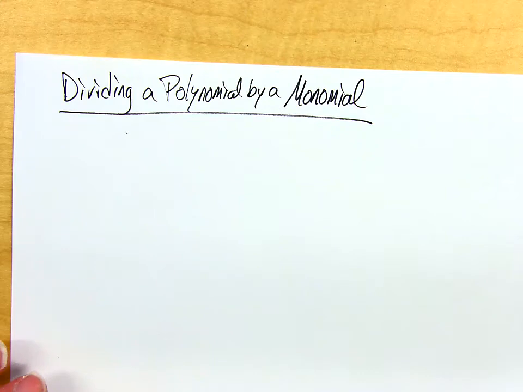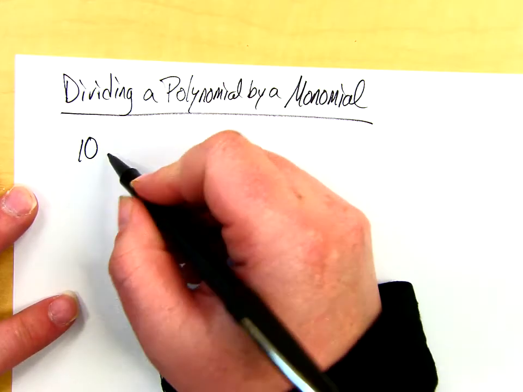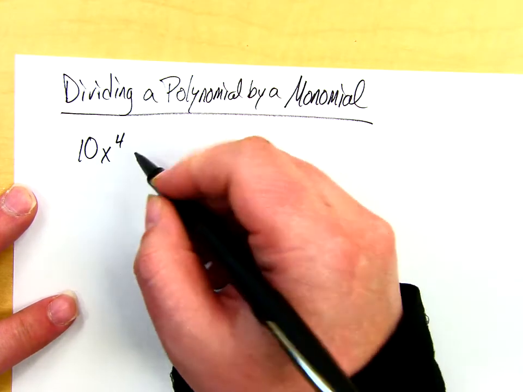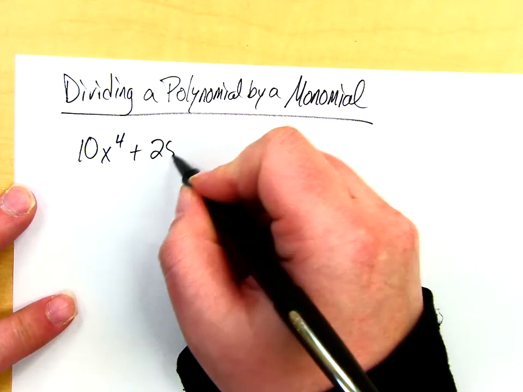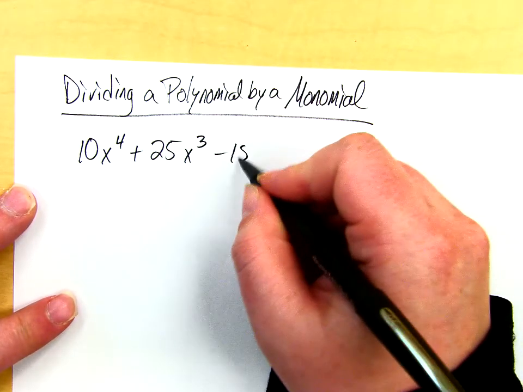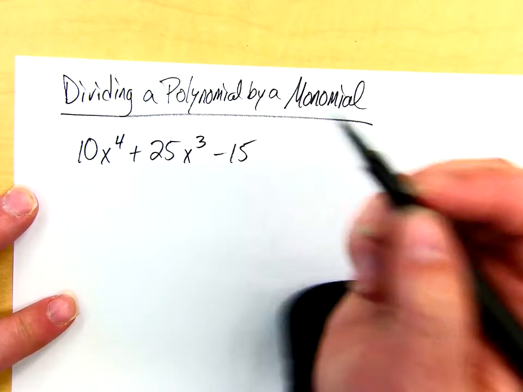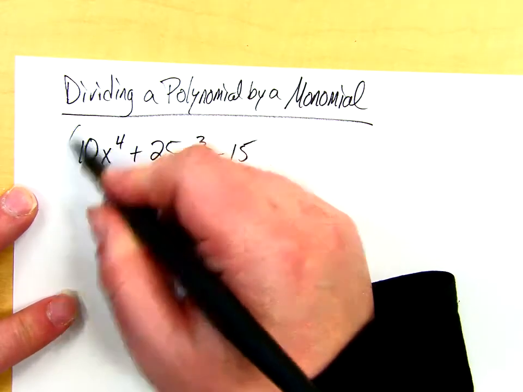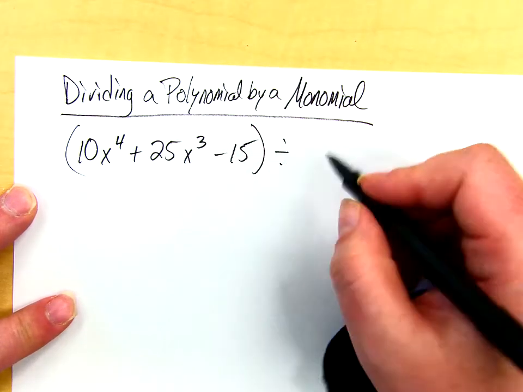So, when we are dividing a polynomial by a monomial here, how about 10x to the fourth plus 25x to the third minus 15? So if I wanted to divide this polynomial by some other monomial, I might write it like this.